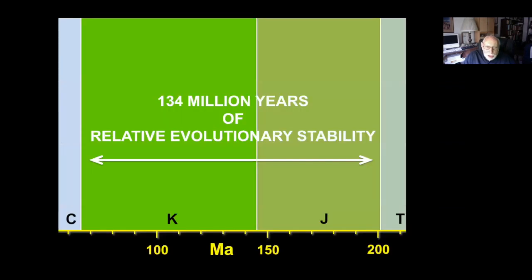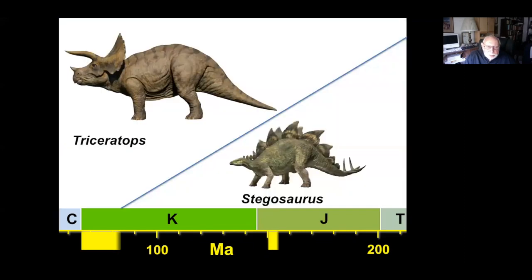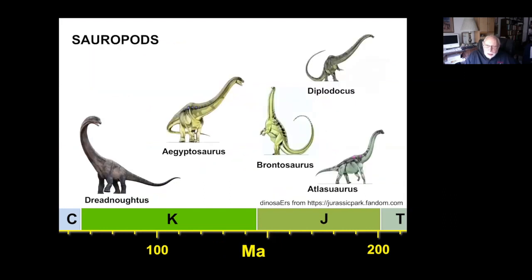And as a consequence of that, there's about 134 million years in the Cretaceous and the Jurassic of relative evolutionary stability. And that's not to say that there weren't some differences. Stegosaurus from the early Jurassic is quite different from Triceratops from the latest Cretaceous. But other groups, like the sauropods, don't really change. These are the animals with the big bodies and long necks, and some of the largest land animals that have ever walked the planet.